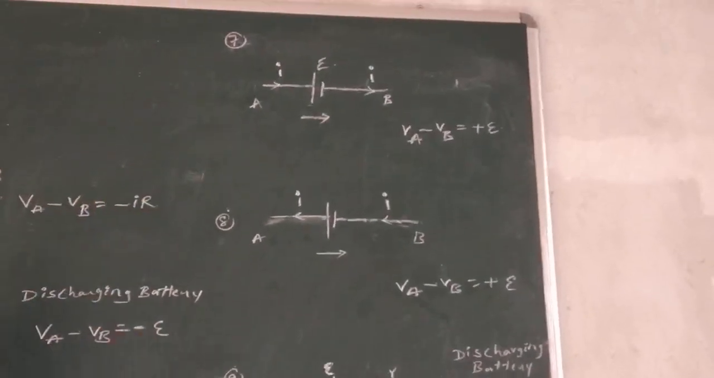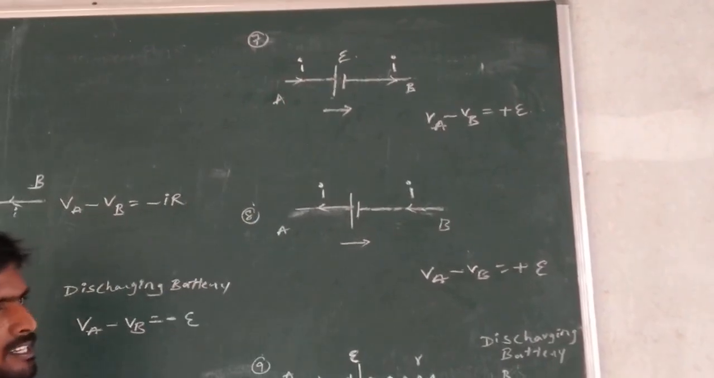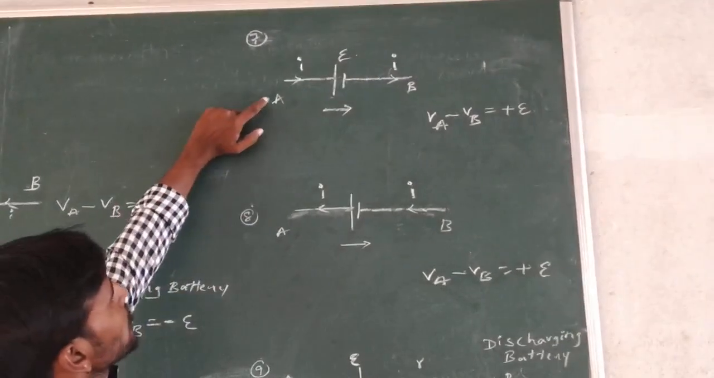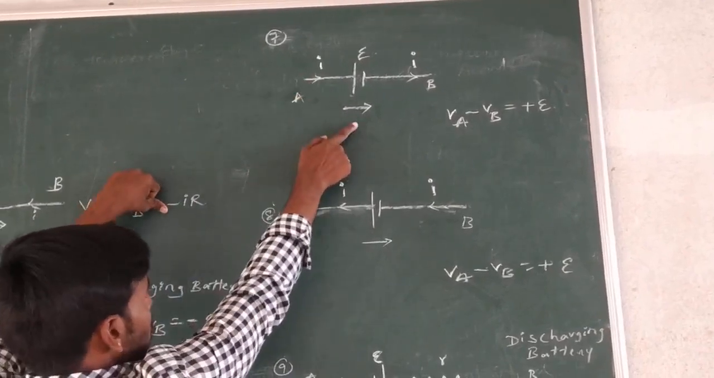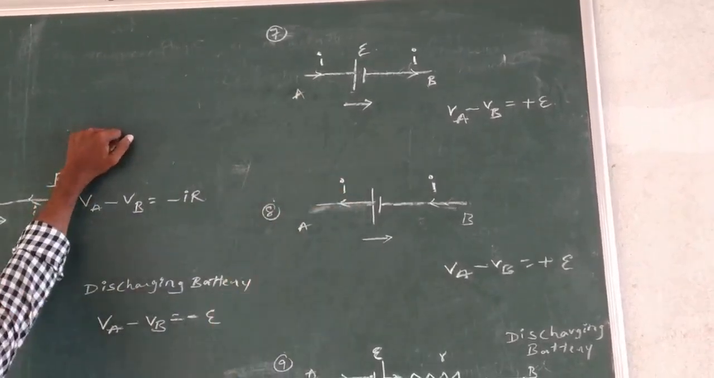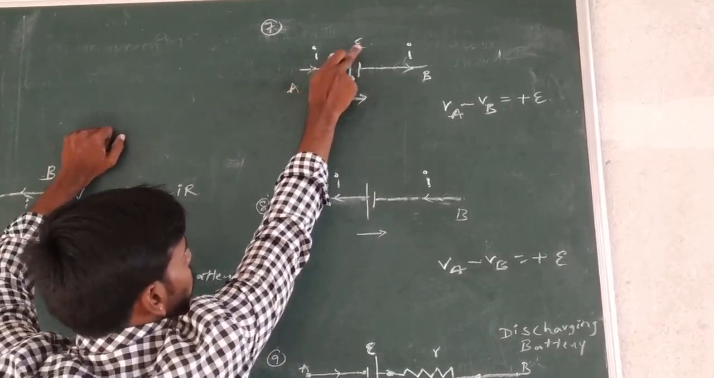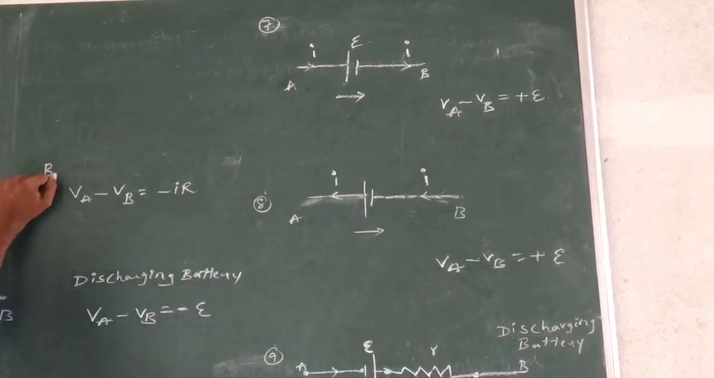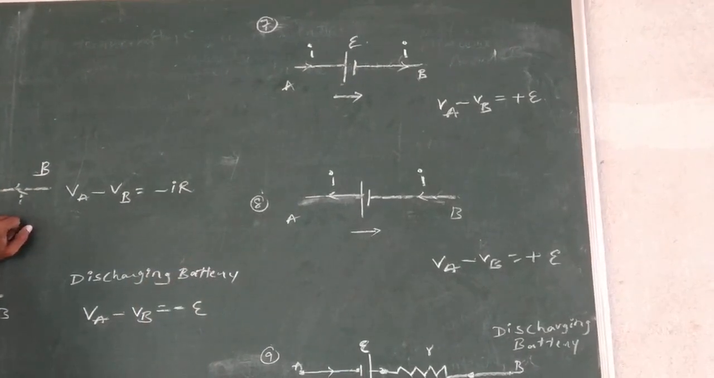In the next diagram, a battery of EMF epsilon is connected in a circuit. Current is moving from higher potential to lower potential. Current and direction both are in the same direction. Here current is moving from higher to lower. Here potential has dropped. So here VA minus VB is equal to plus epsilon.